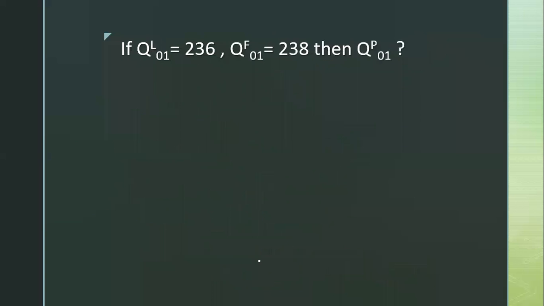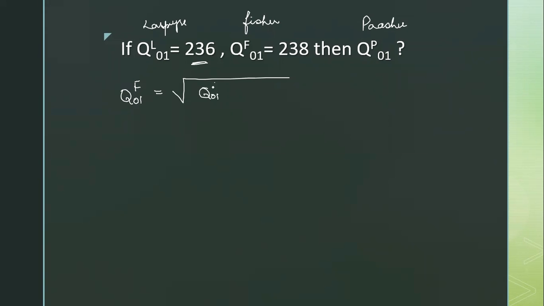Okay, next one. If quantity of the base and current year under Laspeyres is 236, and quantity of the base and the current year under Fisher is given, which method will you apply here? You have to find the Paasche value. Okay, you will apply Fisher quantity index. So what is the formula? Quantity of the base and the current year under Fisher is equal to square root of quantity of the base and current year under Laspeyres into quantity of the base and the current year under Paasche.